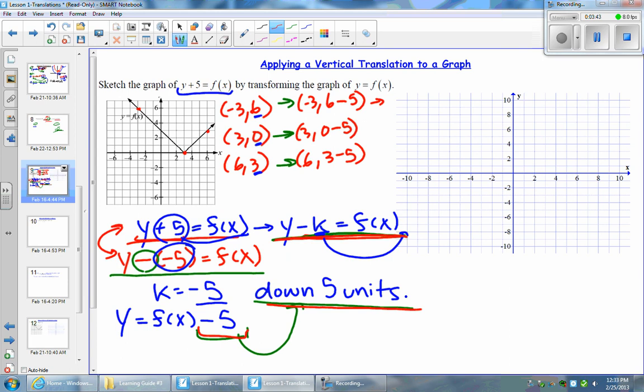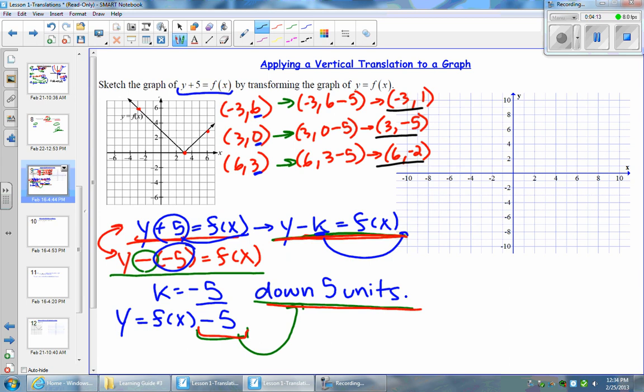All right, so if we proceed on in calculating our coordinates here, we have -3, 6 minus 5 gives me positive 1. 3, 0 minus 5, which is negative 5. And finally, we have 6, 3 minus 5, which gives me negative 2. So these are your new points on the graph of the transformed function. So from here, you simply plot them. So let's go ahead and do that.